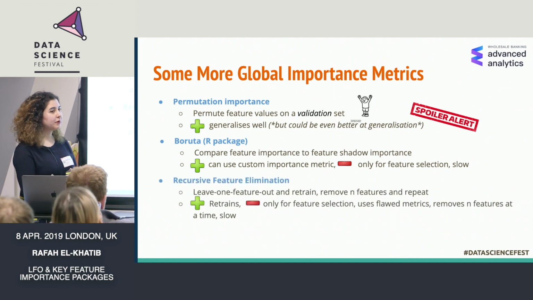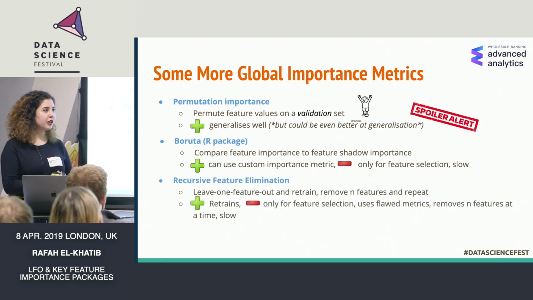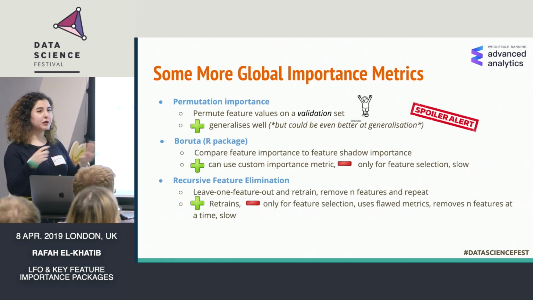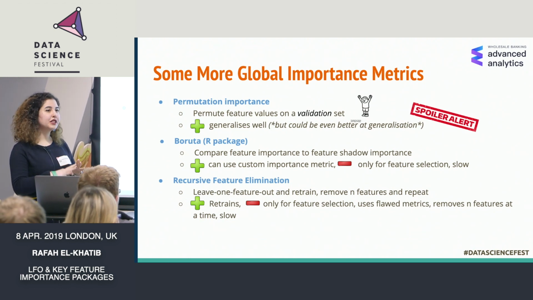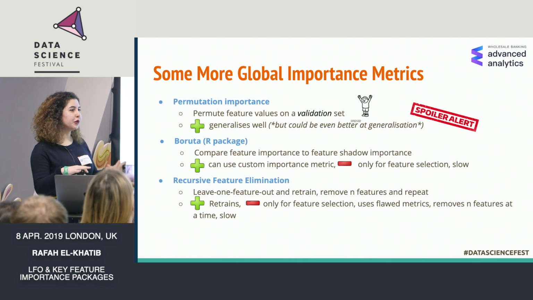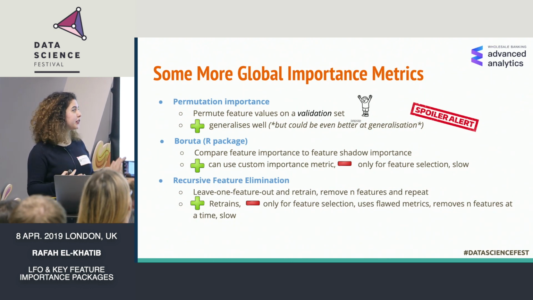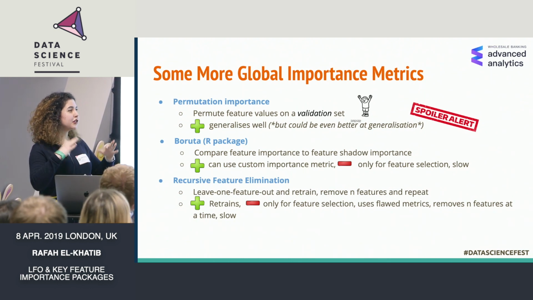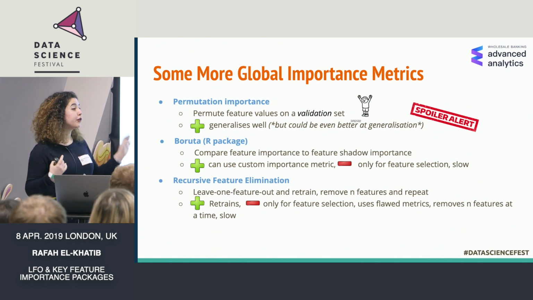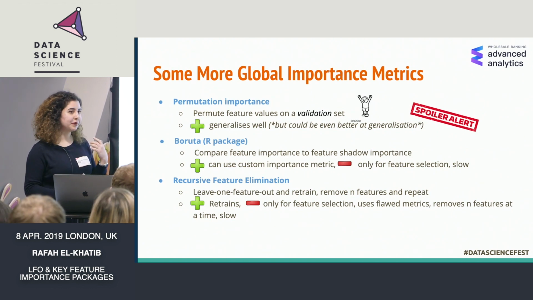And the last one I'm going to talk about is recursive feature elimination. What this one does is it goes through every feature at a time. It leaves this feature out. It retrains the model completely, and it sees what is the change in the performance. Then it says, okay, these are the importances based on the change in the performance of the model. I'm going to take the bottom n features, so the n least important ones. N is by default 1, but you could set it to whatever you want. And I'm going to remove those features, and I'm going to repeat.